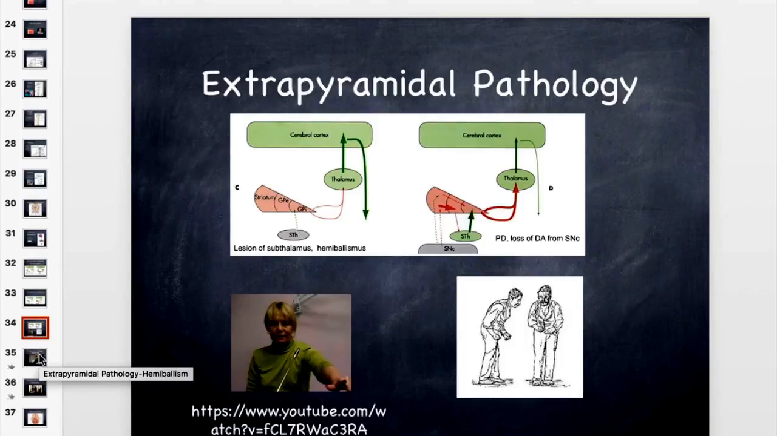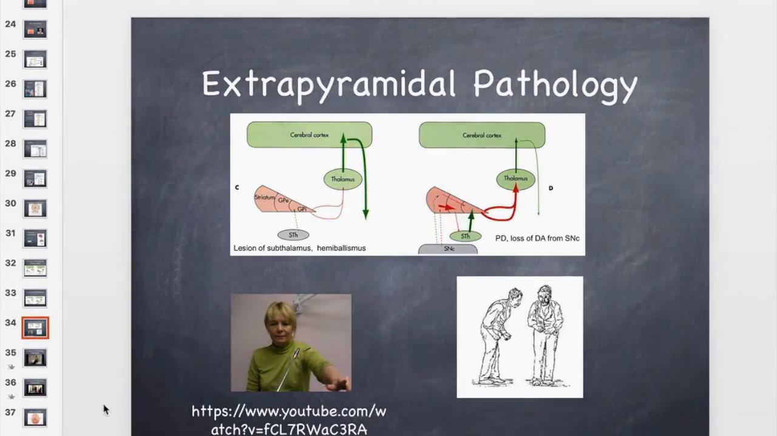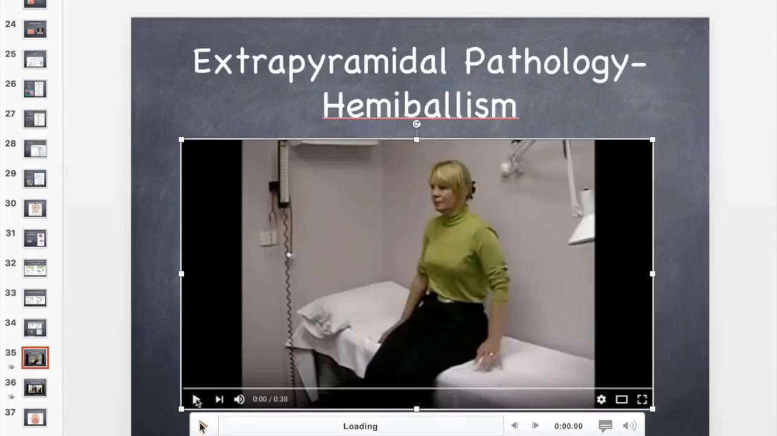Okie dokie. So where we are now is I'm just going to show two examples, of one, a hyperkinetic movement disorder. This is a woman who had a stroke to the subthalamus, and she has hemibalism. And you get an idea of what that looks like here.